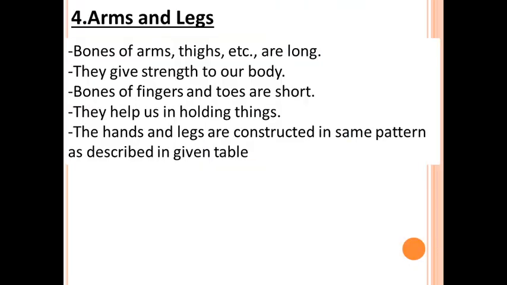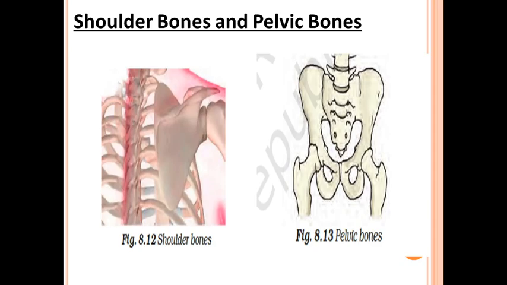And the last one, that is arms and legs, meaning your upper limbs and your lower limbs. Understood? So the arms and the legs are also called the upper and lower limbs respectively. Each upper limb has a single long bone in the upper arm and two bones in the lower arm. So that also we can see.